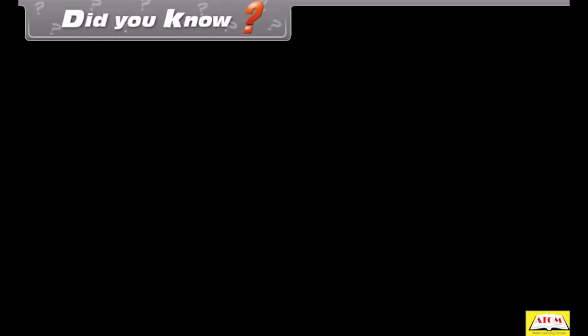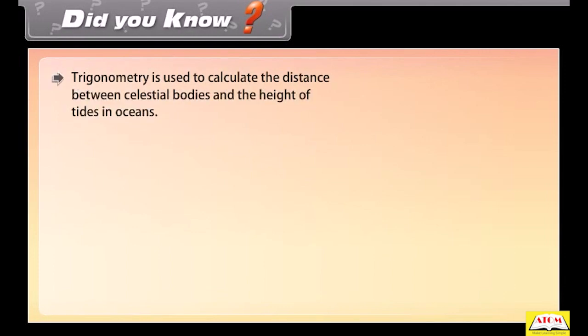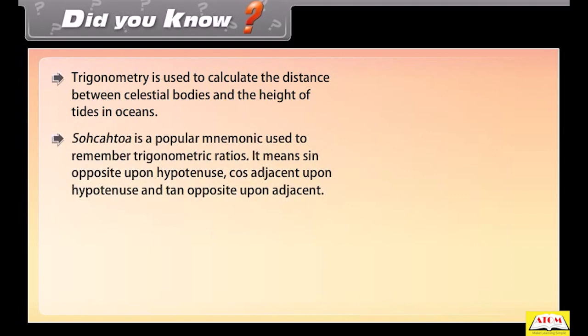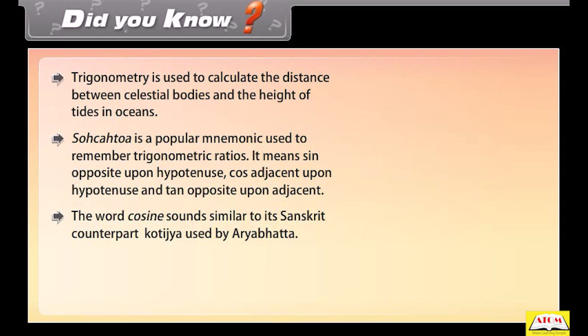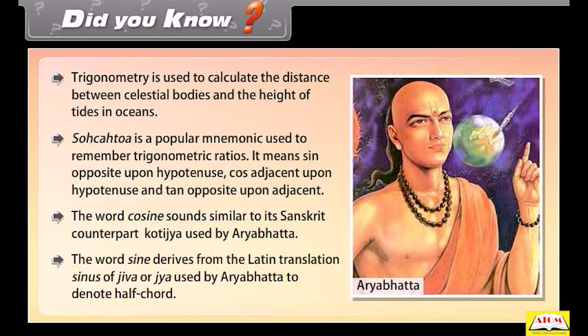Did you know? Trigonometry is used to calculate the distance between celestial bodies and the height of tides in oceans. SOH CAH TOA is a popular mnemonic used to remember trigonometric ratios. It means sine opposite upon hypotenuse, cos adjacent upon hypotenuse, and tan opposite upon adjacent. The word cosine sounds similar to its Sanskrit counterpart, kotijya, used by Aryabhatta. The word sine derives from the Latin translation sinus of jiva or jya, used by Aryabhatta to denote half chord.